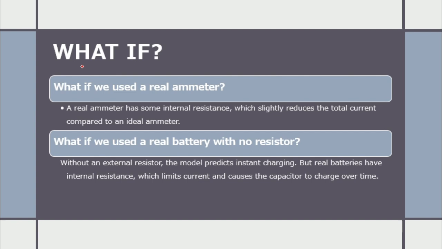And then what if we used a real battery with no resistor? Without an external resistor, the model predicts instant charging, but in real life, real batteries have internal resistance, so that's going to limit the current and cause the capacitor to charge over time anyway.